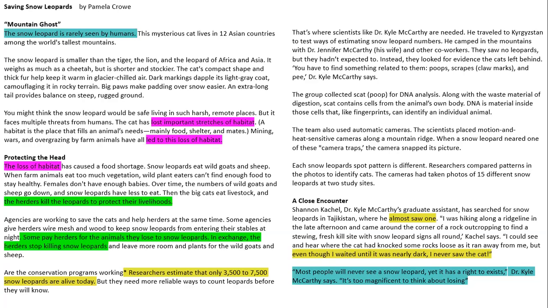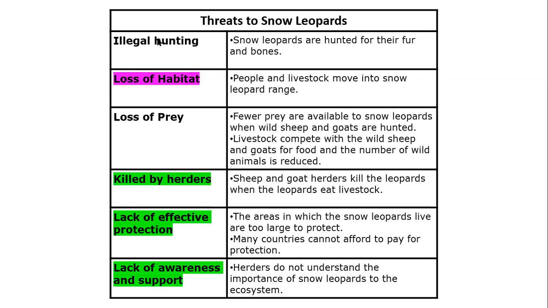All right, so let's look at some of the things that we've noticed. Let's look at our text feature and look at some of the things we've noticed. So let's look at our threats to a snow leopard table. So illegal hunting. Snow leopards are hunted for their fur and bones. So we kind of talked a little bit about that in the text as well.